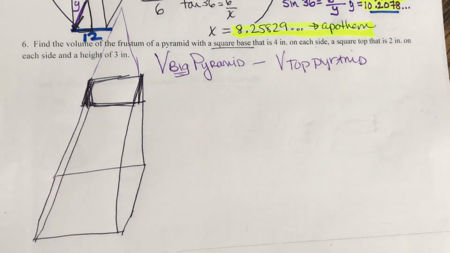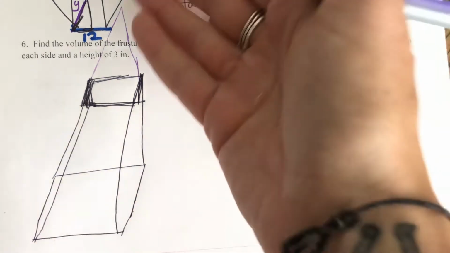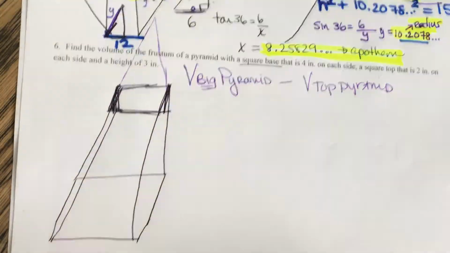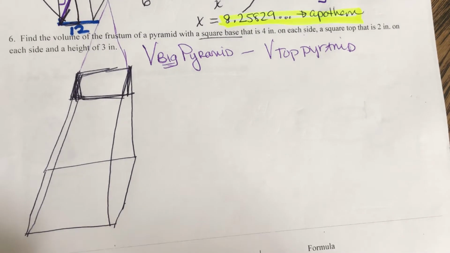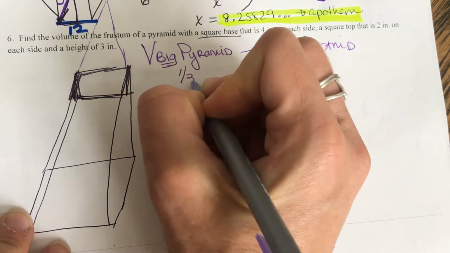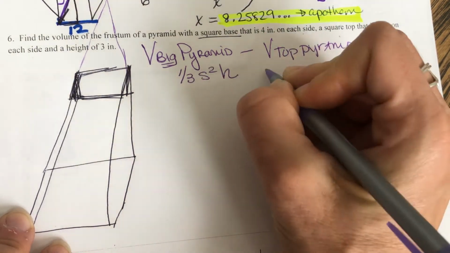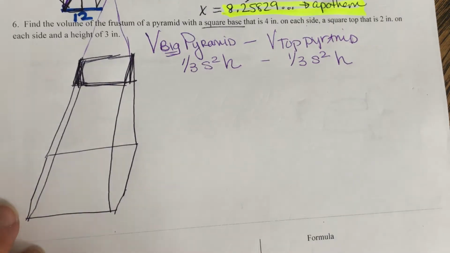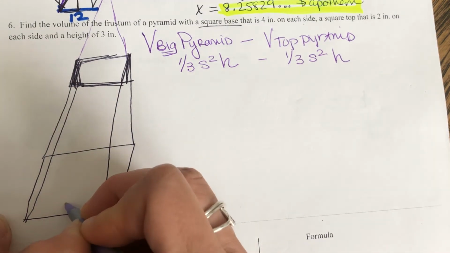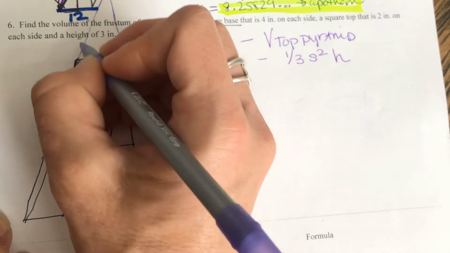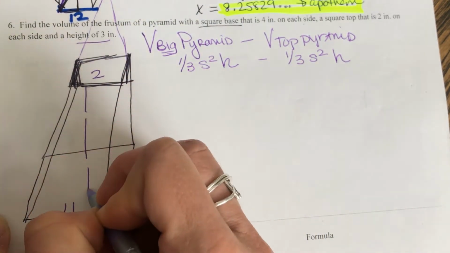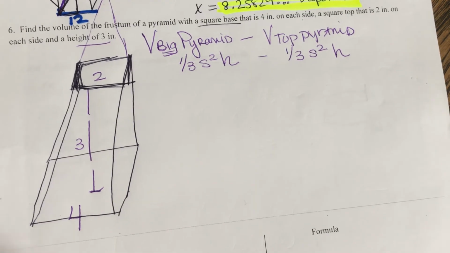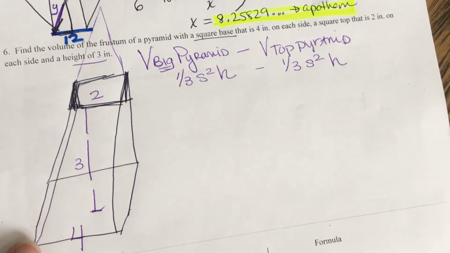I told you it's so much easier than surface area because you're not covering anything. You're just subtracting, like you're filling this whole pyramid up, and then I wanna get rid of that top part. So let's write our formula. We have 1/3 base, so side squared, times the big height, minus 1/3 side squared of the top one, times the height of the top. That's it. So the square base is 4 on the bottom, 2 on top. You have to be aware if I'm talking about the height of the pyramid or the slant height.